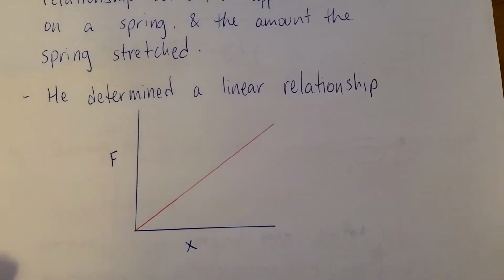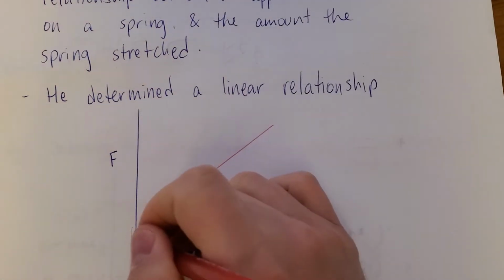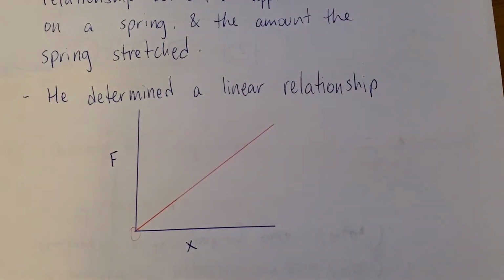So a graph of force versus displacement of the spring would look like this. There's never a y-intercept, and I think that should make sense. I should say the y-intercept equals 0, and that should make sense because if there is no force acting on the spring, there's no displacement. Okay. Let's talk about the slope.